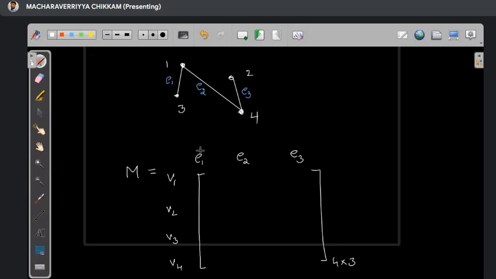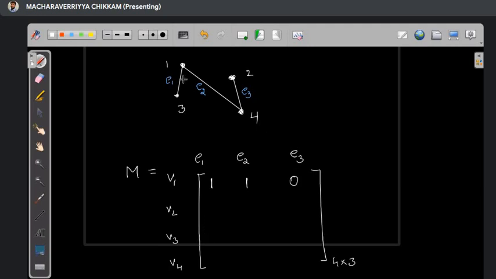Now, if the edge 1 is incident with V1, we will keep 1 here. Is edge 1 connected to 1? Yes. Therefore, we keep 1 here. Okay. Now, is edge 2 incident with vertex 1? Yes. Therefore, we keep 1 here. How about edge 3? Edge 3 is not incident with 1. You understand? Edge 3 is incident with 2 and 4, but it is not incident with 1. Therefore, we keep 0 here.